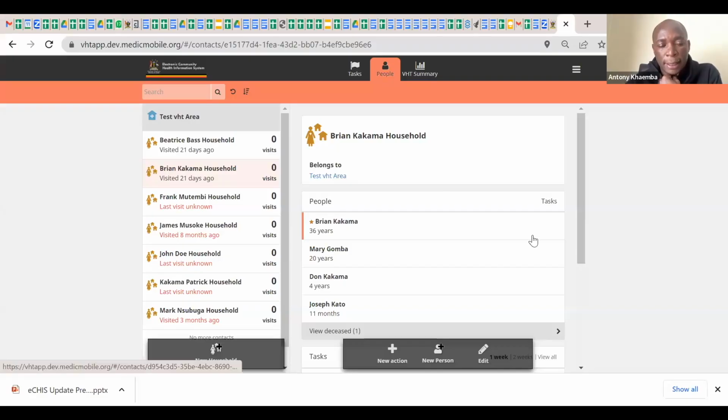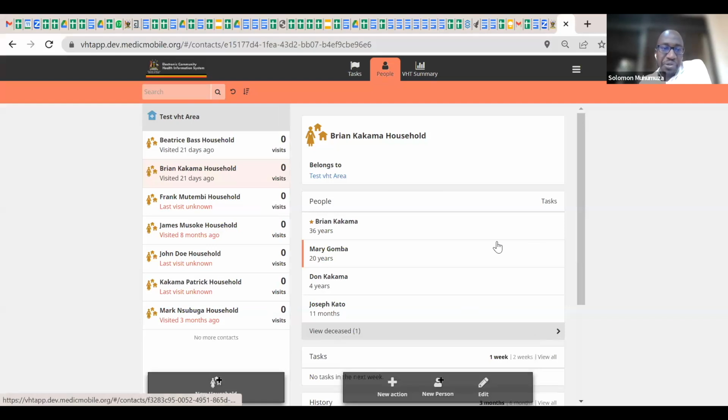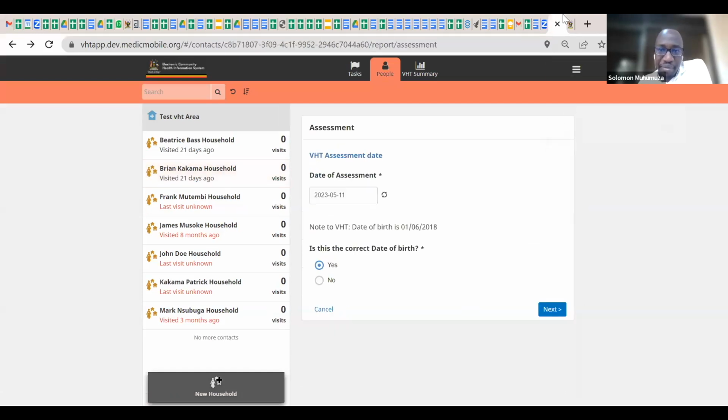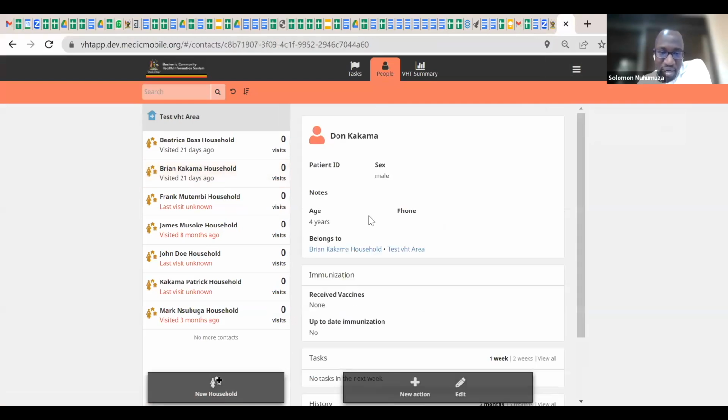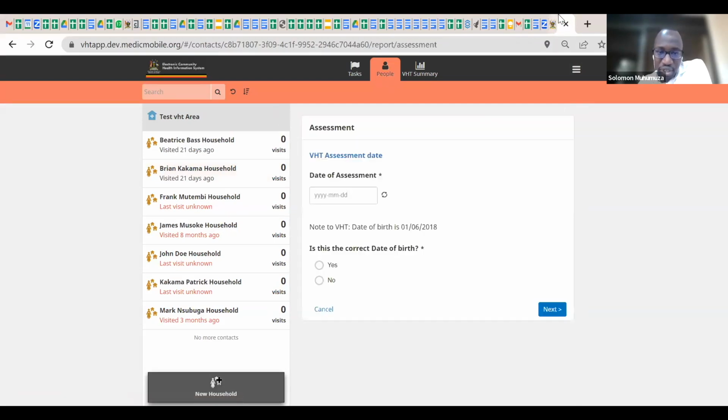Yes, you can. So this is our tool that we've been able to customize, and of course it is based on the community health toolkit. Today we shall be looking at a certain household, Brian Kakama's household, which I had already pre-populated. In that household we have around 4 members, but in particular a child below 5 years called Don Kakama, and we shall be doing an assessment for this specific child.